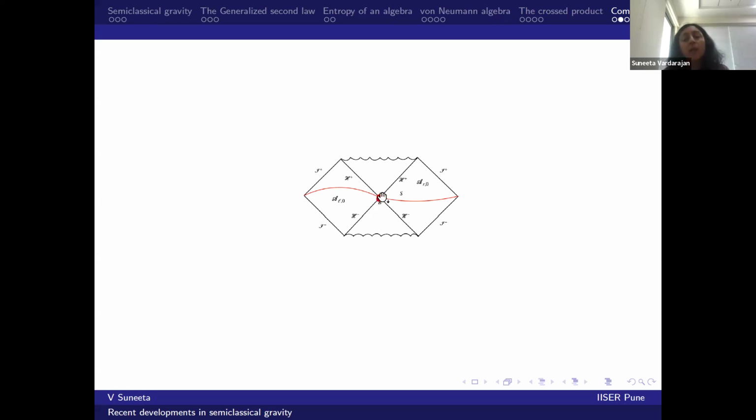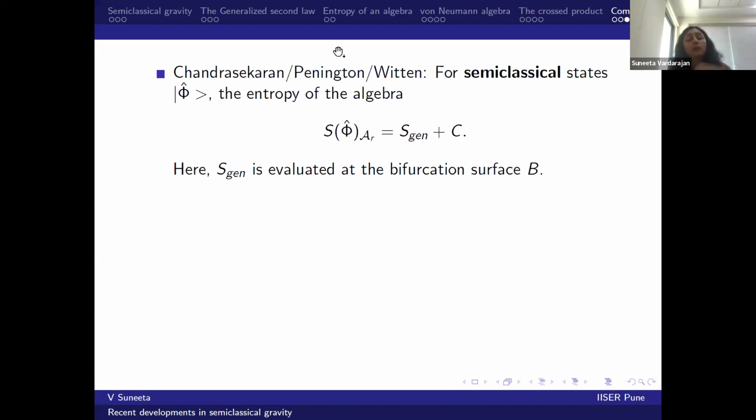Okay, now what did Witten and collaborators find? They found a very interesting result. They found that if you have semi-classical states phi hat, then the entropy of the algebra in the semi-classical state is the generalized entropy which Bekenstein defined, plus some constant, where the generalized entropy is evaluated at that bifurcation surface B, which I showed you in the previous diagram.